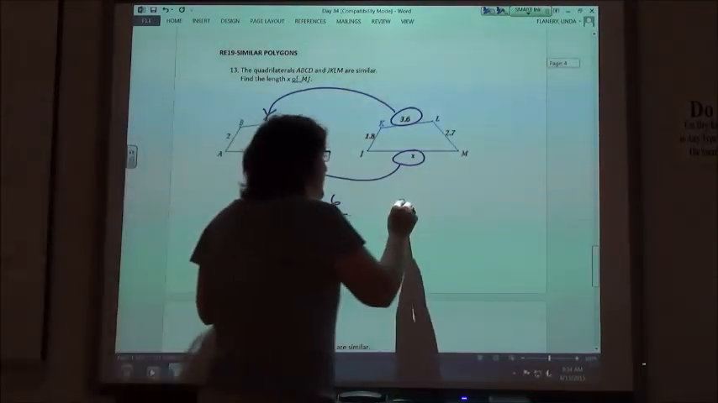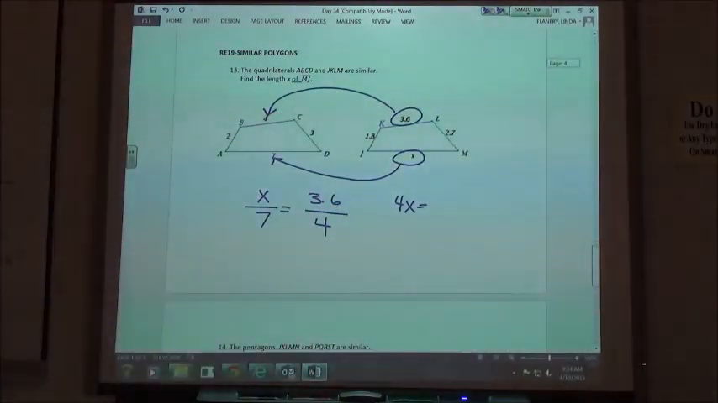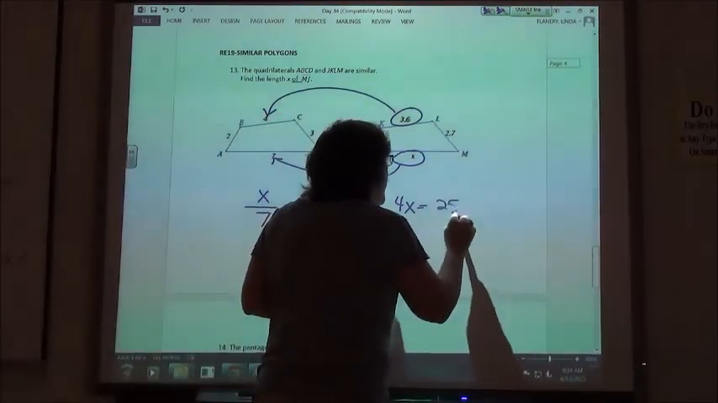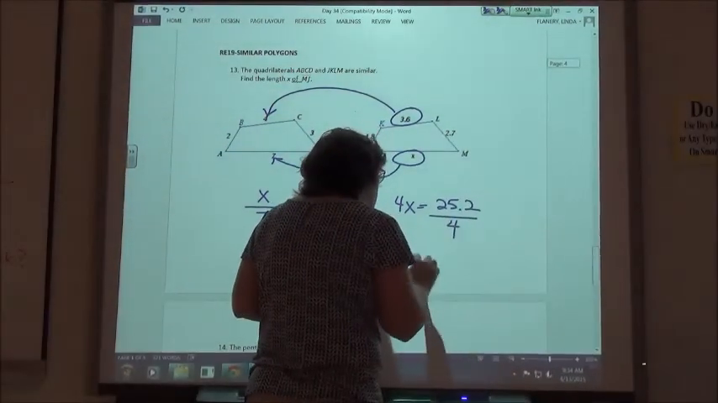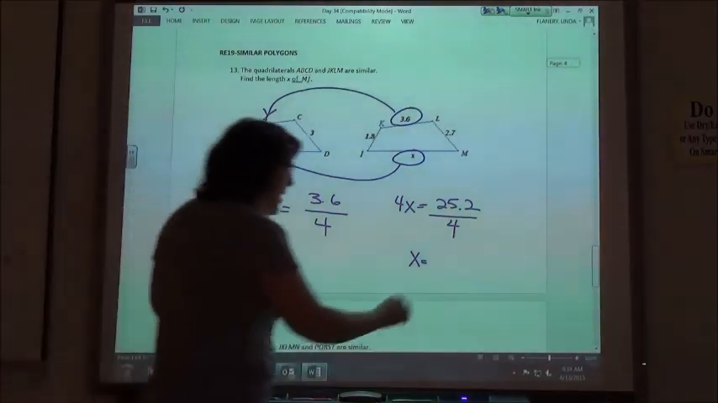So 4x would equal 7 times 3.6, which would be 25.2. And we're going to divide by 4. 6.3.